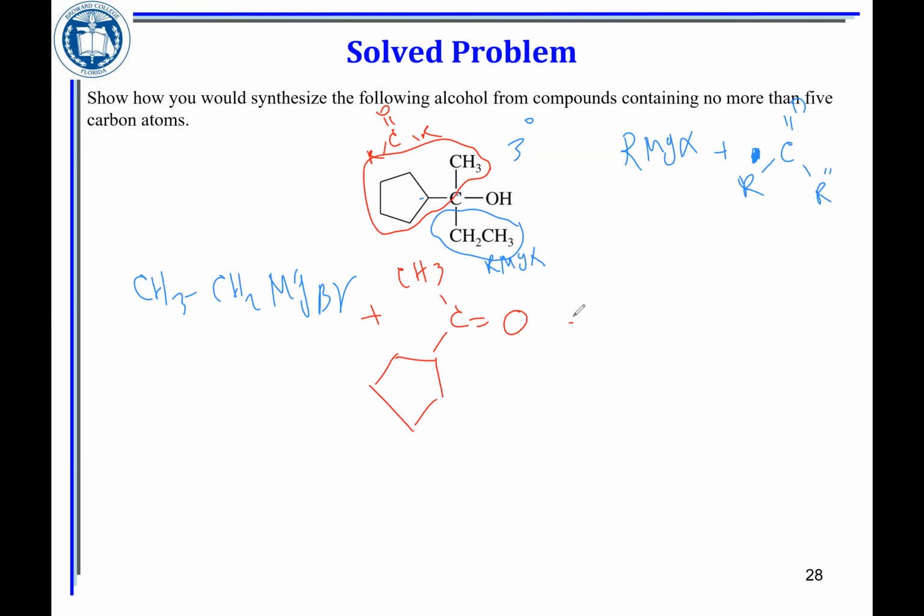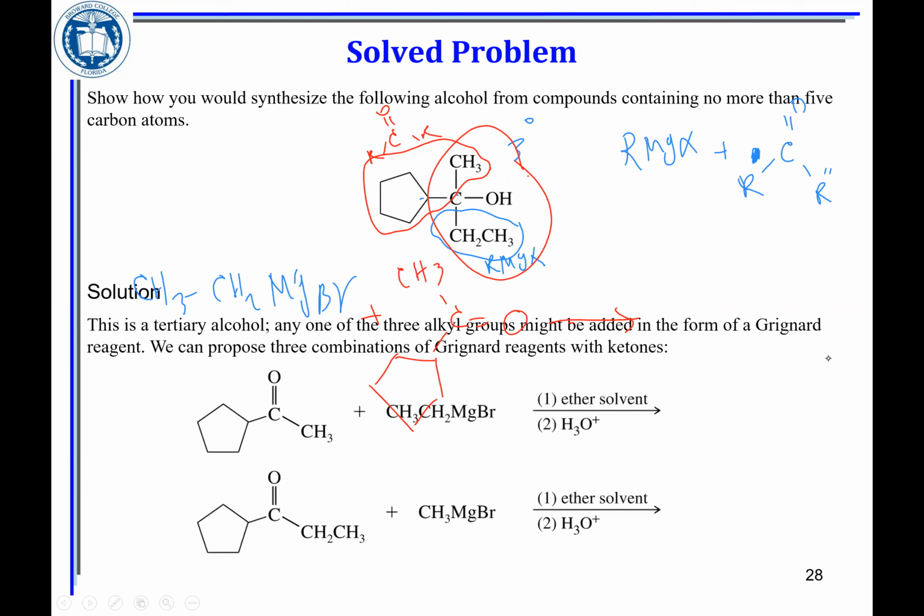Now, based on the inventory, if you don't have this ketone, but you have the other ketone, you can also choose the other ketone and take the different R group. But one R group is coming from the Grignard, the other two R groups are coming from the ketone. So these are two other choices for you. If you were going to use the methyl group as the Grignard, then you get a different ketone, okay?